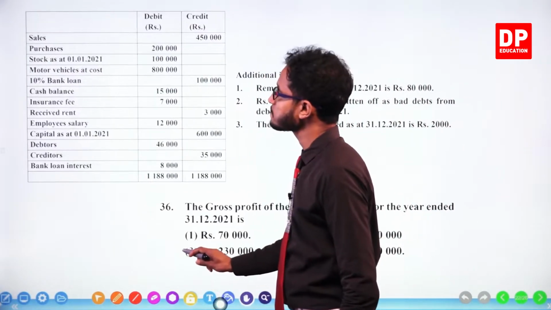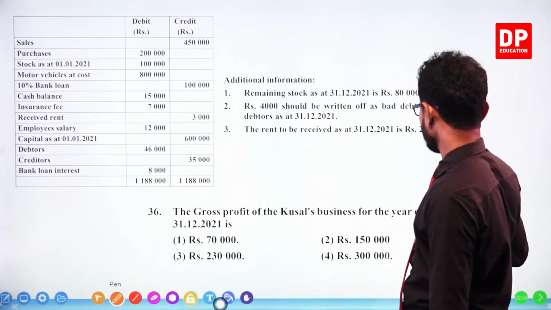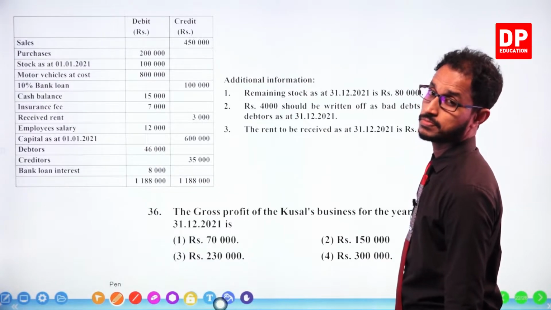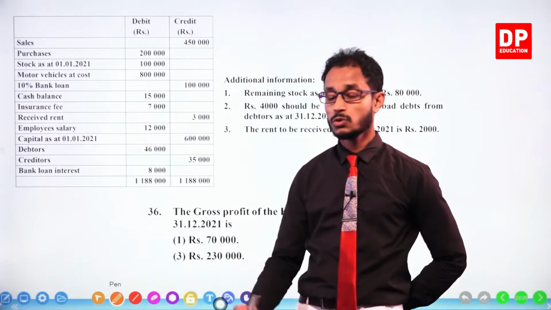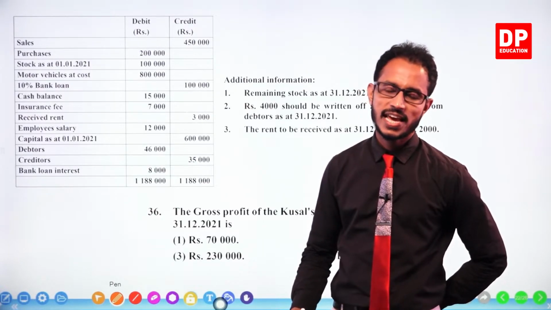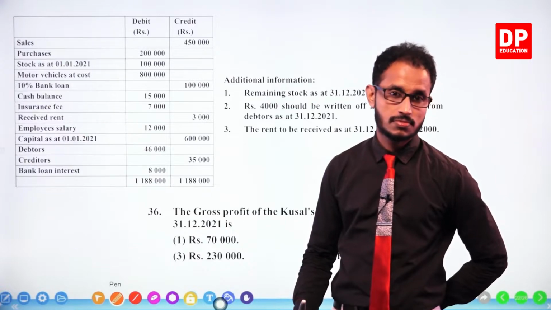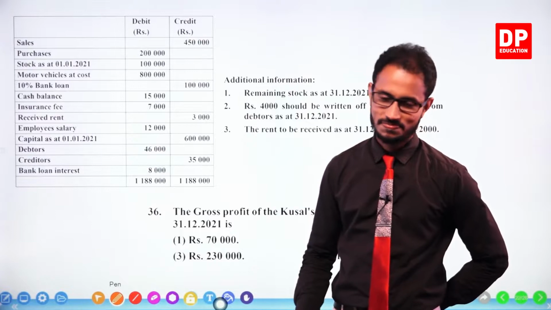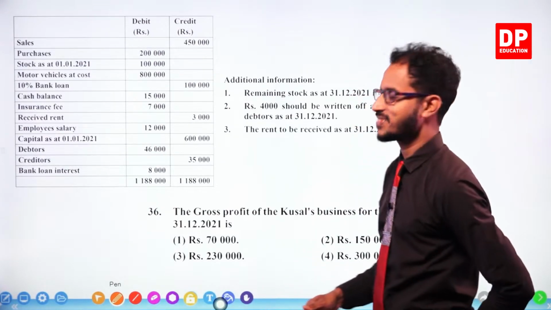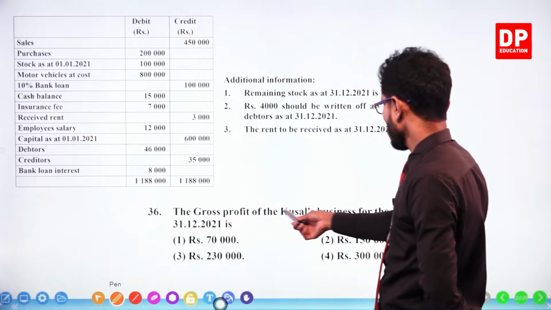Question 36. Gross profit of Kusal's business for the year ended. How do you calculate gross profit? That's right, sales revenue or sales income minus cost of sales. We already took the cost of sales, didn't we? We did. Now gross profit is calculated.